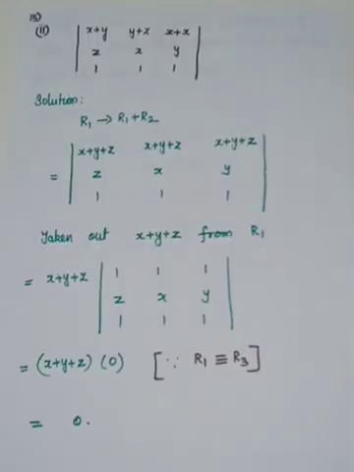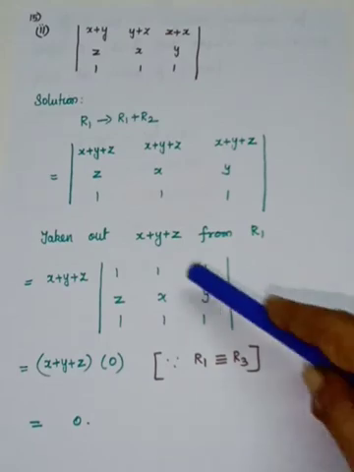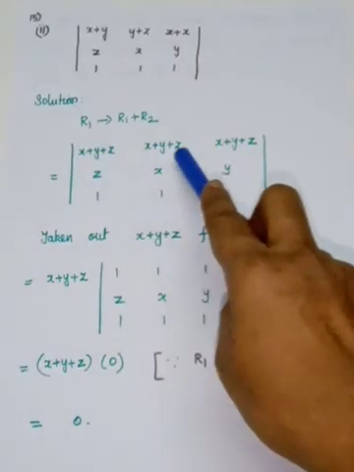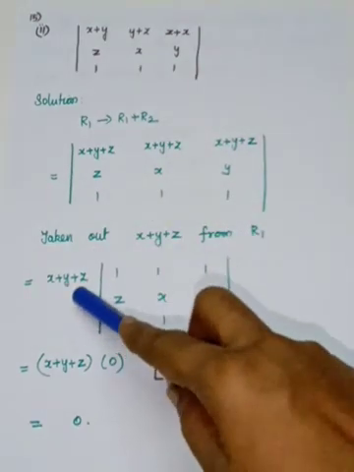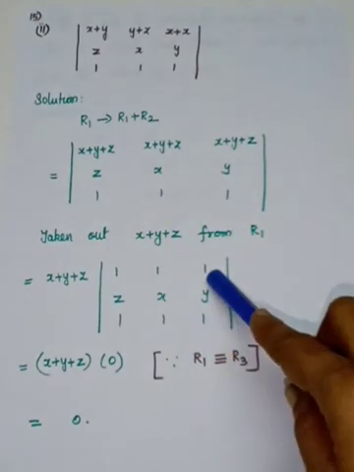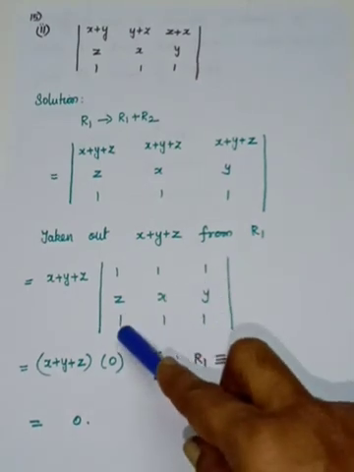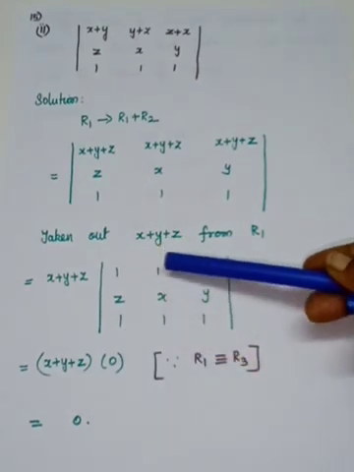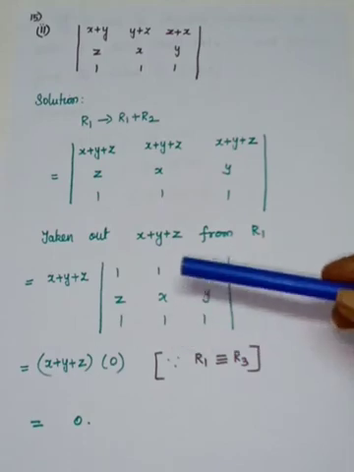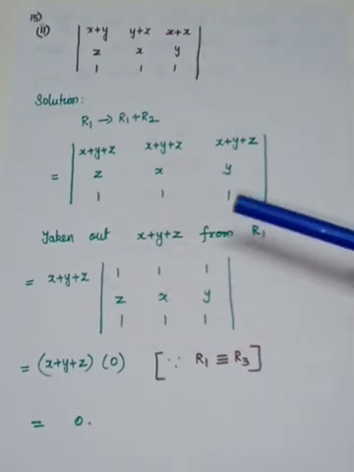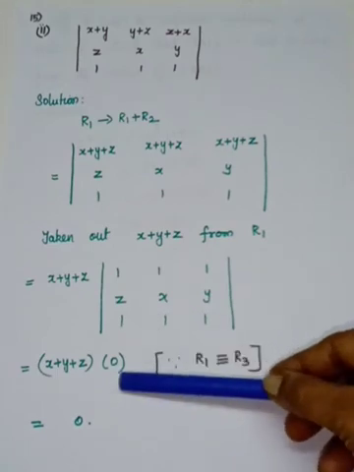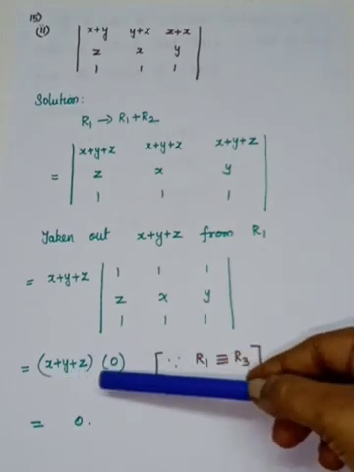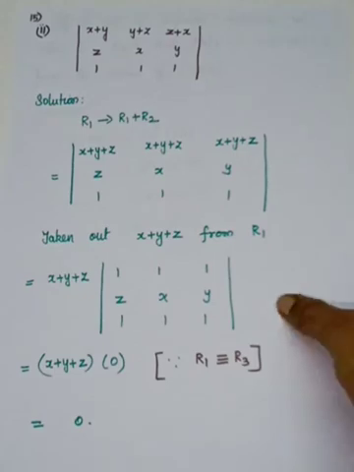So in all the terms you will have x plus y plus z. In the first row, all the elements are x plus y plus z, so it can be taken out. The remaining will be 1, 1, 1; z, x, y; and here also 1, 1, 1. Look at the first row and the third row. They are identical. If any two rows are identical, the value of the determinant is 0. Therefore x plus y plus z into 0 is equal to 0.